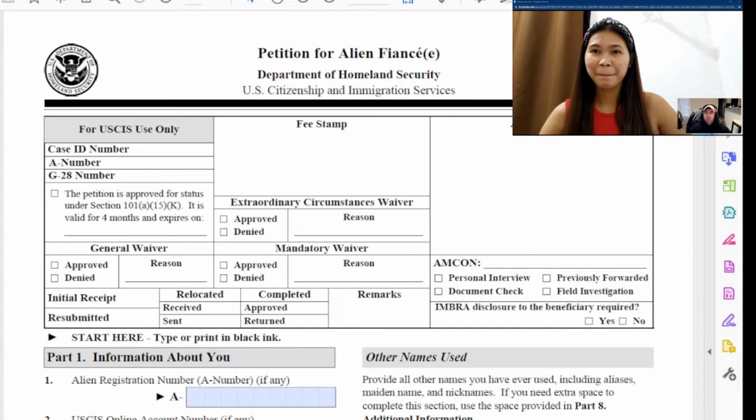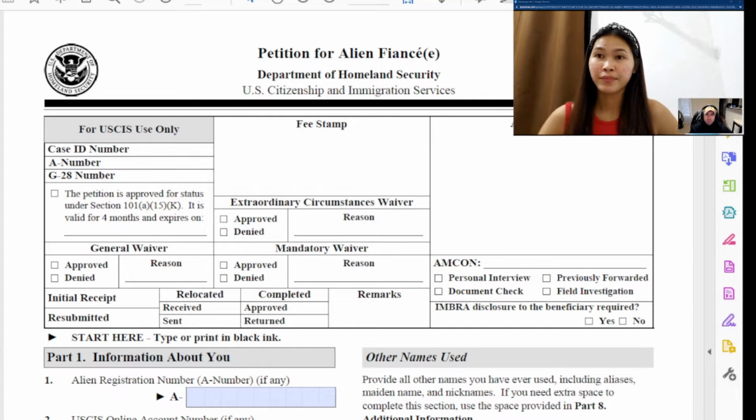So this is the I-129F form directly off of the U.S. Citizenship and Immigration Services website, and this is the form as of, what does it say? It says 6 November. These forms do get updated here and there, so just make sure you get the most current form off their website.